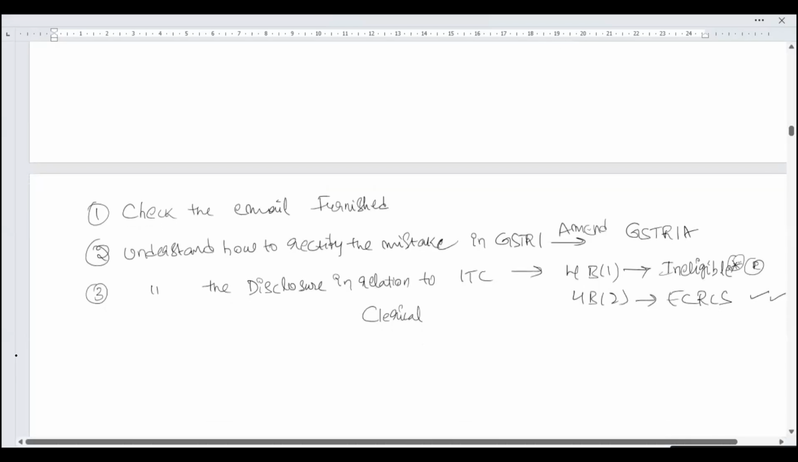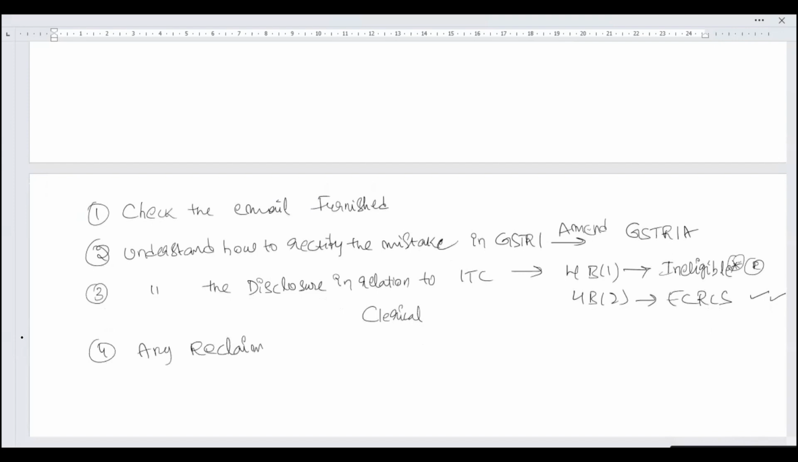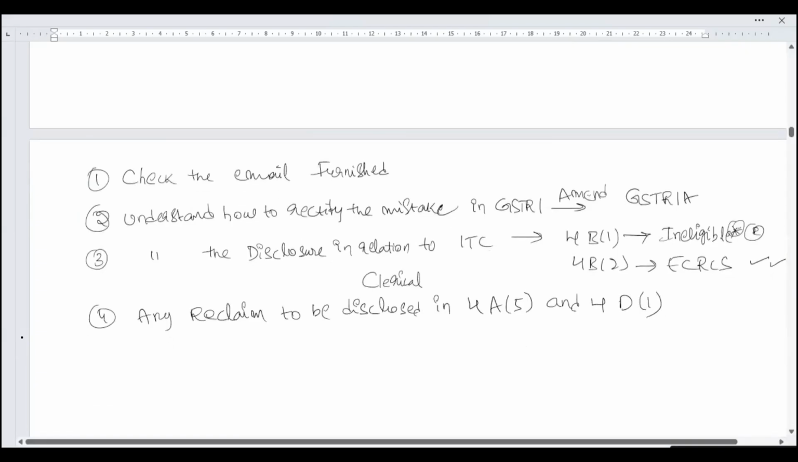right? And any reclaim to be disclosed in 4A5 and 4D1. So when I disclose in 4A5, the moment I alter, you get that red color. To explain that, I have a justification in 4D1.